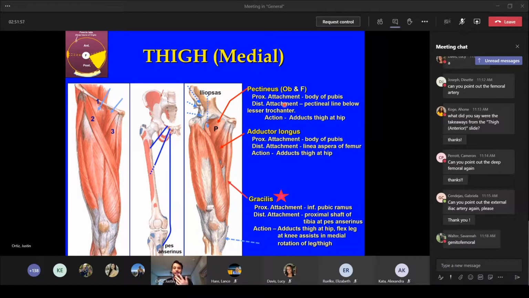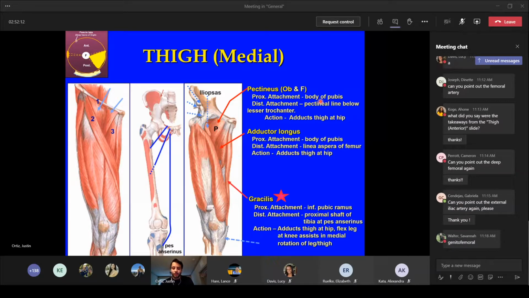We'll talk about the pectineus and adductor longus. So again, look, he puts obturator and femoral here again, so I think it's important. I mean, he put it again just for you to realize that the obturator as well as the femoral nerve supply the pectineus. It's like an odd one out. So I would note this too.